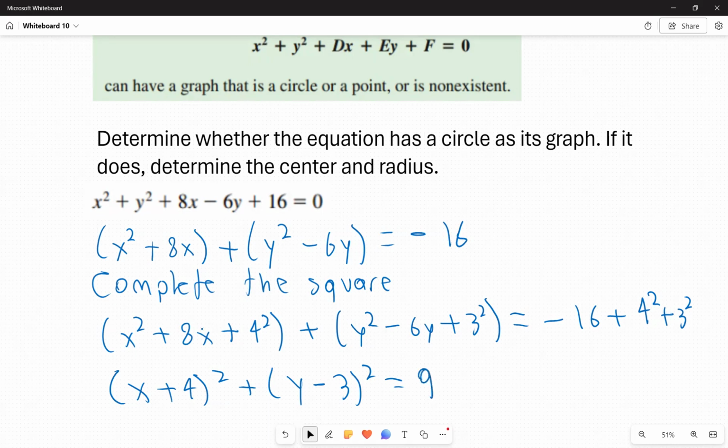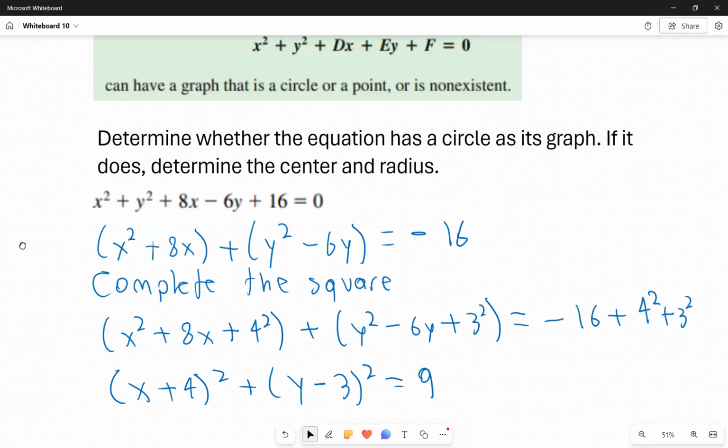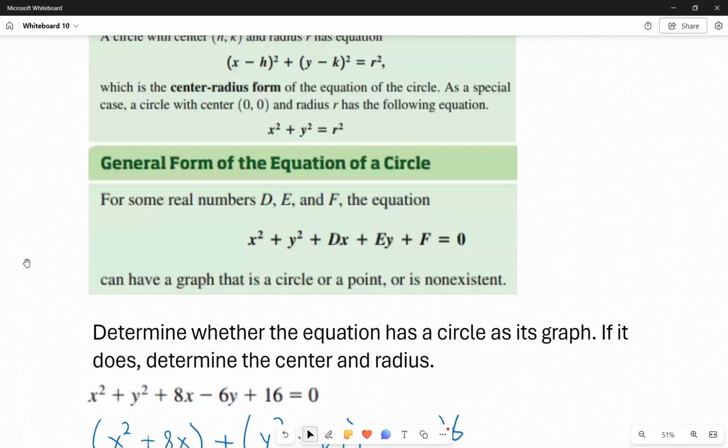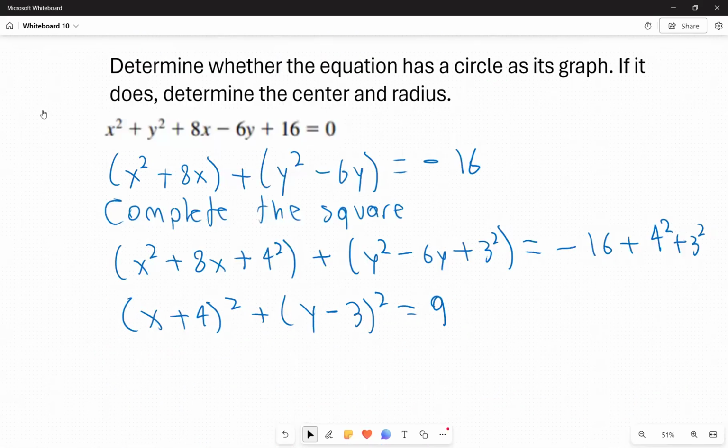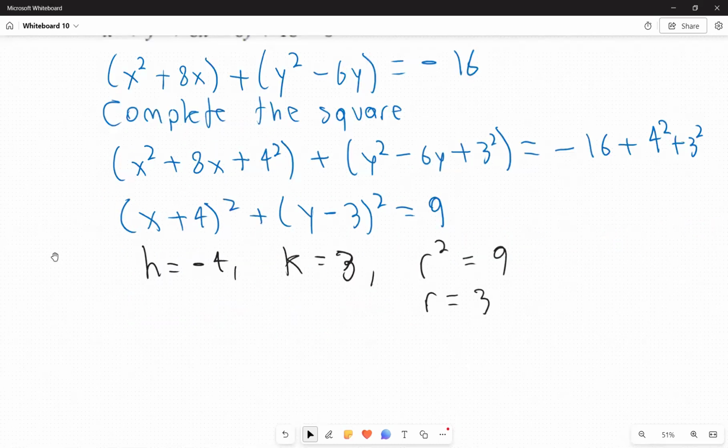And that's it. We have the equation in center radius form, where h is negative 4. Remember to change the sign. h is negative 4. y is not y. k is 3. And r squared is 9, which means that r is 3. And that's it. The radius is 3, and the center is negative 4, 3.